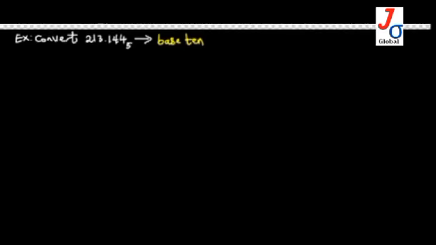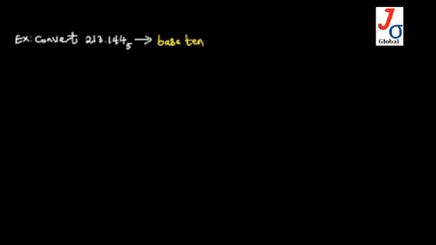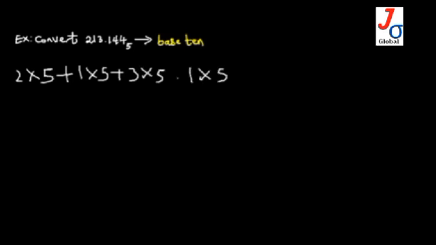So in this case, we are having 213.144 base 5 converting to base 10. The same process, you have to do that by expansion. And to do that, we're going to pick up each of the digits. 2 times 5, plus 1 times 5, plus 3 times 5, point, 1 times 5 plus 4 times 5 plus 4 times 5.